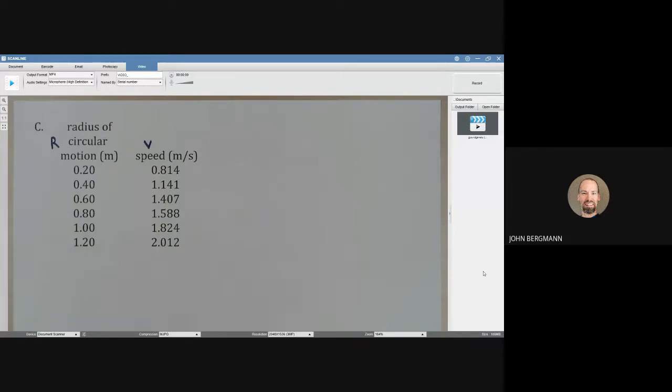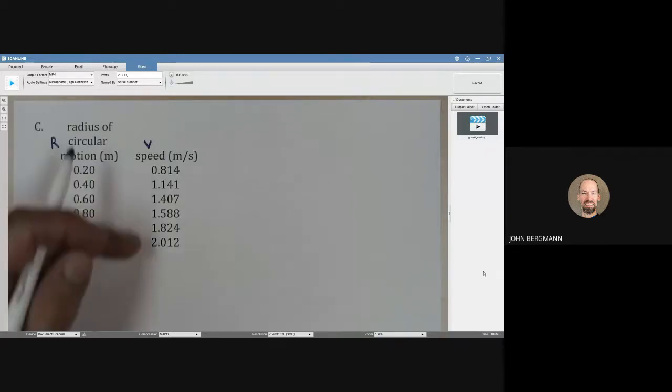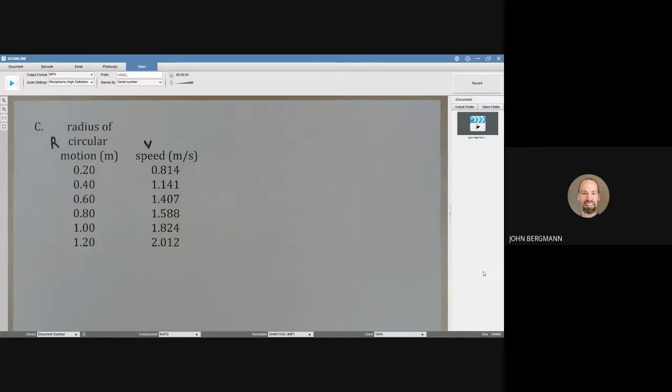So the first thing we check is, are both data sets on the increase? And they are. R is getting bigger, v is getting bigger. Okay, looks great. The next thing we check is proportionality or linearity. And we do this in our head. We say R here doubles from 0.2 to 0.4. What does v do? This is 0.8. Well, if it doubled, this would be 1.6. That doesn't look good to me. All right, let's check another one.